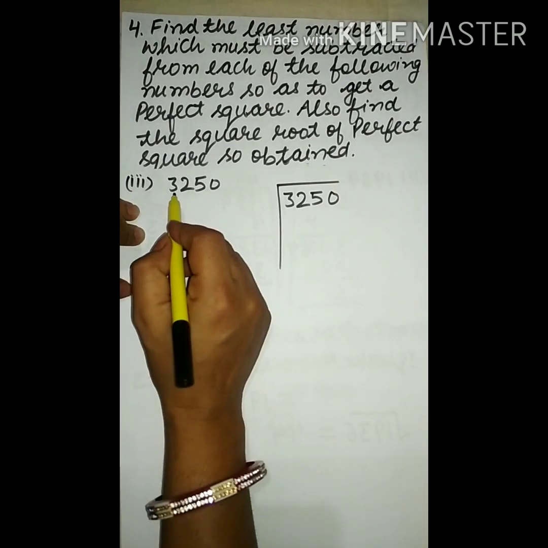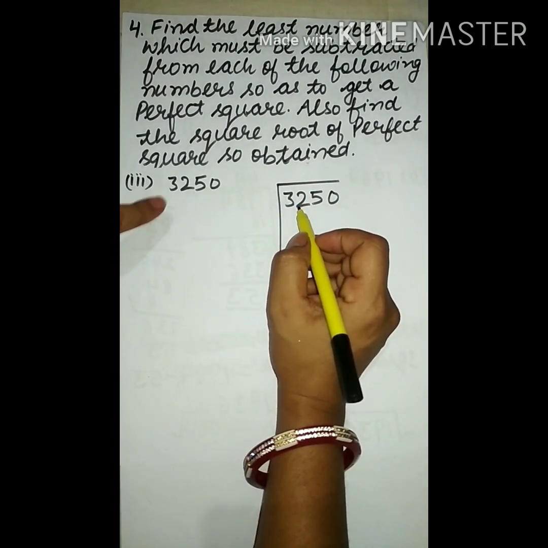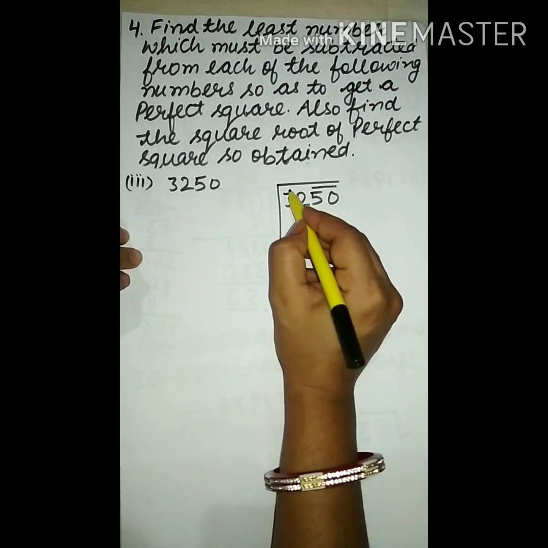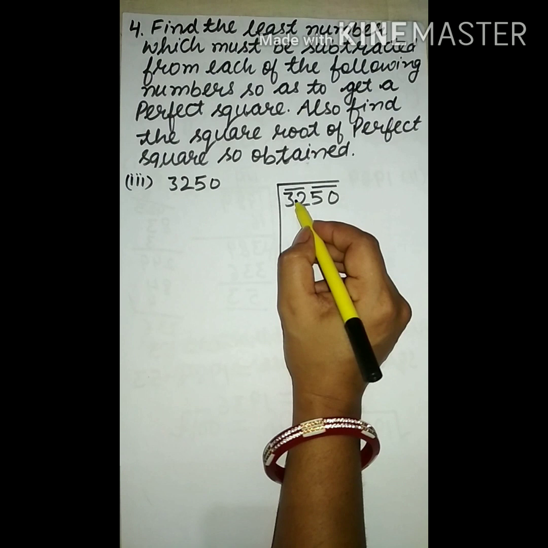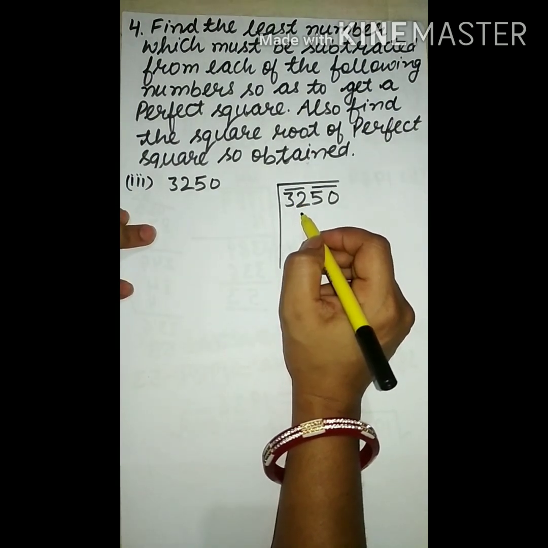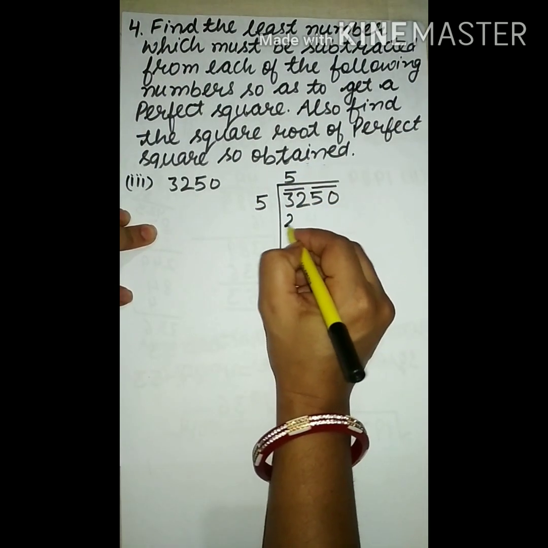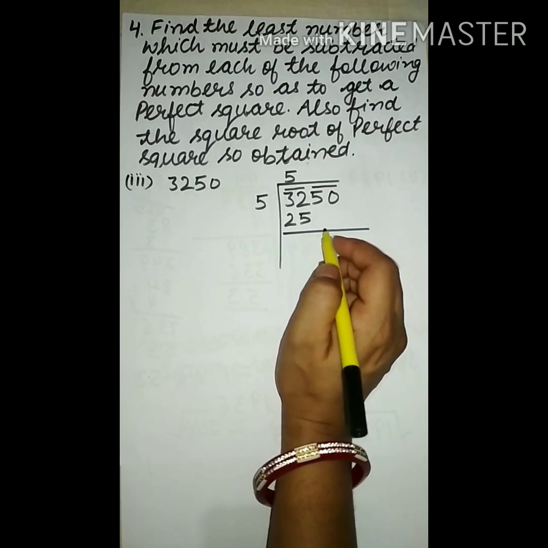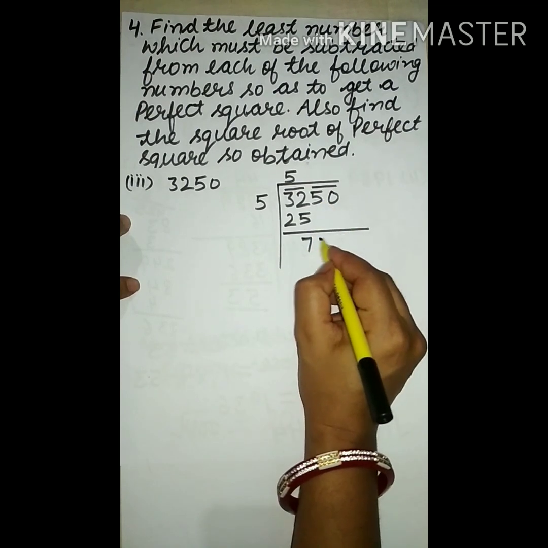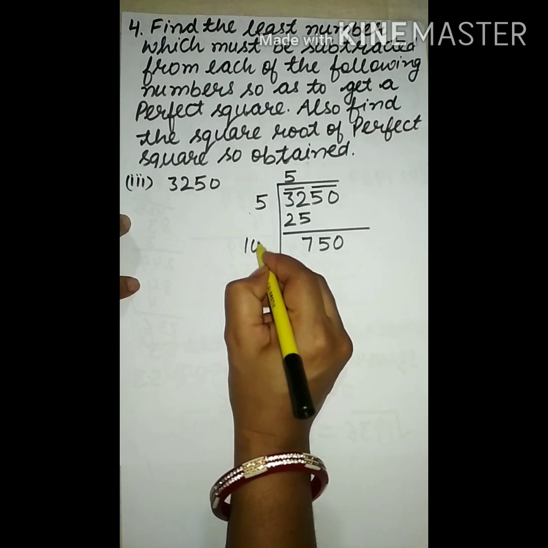Next part is 3250. Again we are to find out the least number which must be subtracted from 3250 to make it a perfect square. Firstly, make the pairs in the same manner as we did in the previous questions. As 32 is not a perfect square, I'll see the square number nearest to 32. It is 25, and we know that 25 is the square of 5. So 5 5's are 25. 32 minus 25 is 7. Carry the pair. 5 plus 5 is 10.